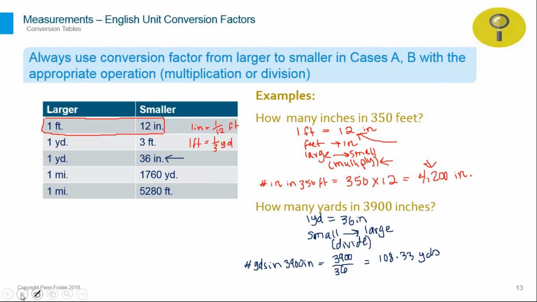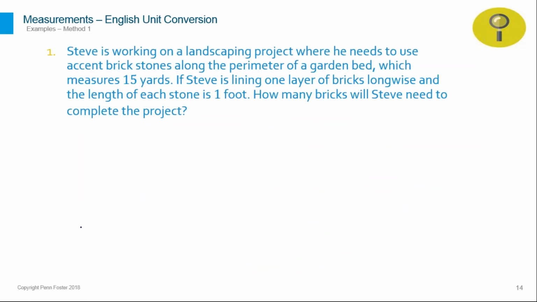Okay, let's go ahead and look at an example. Steve is working on a landscaping project where he needs to use accent brick stones along the perimeter of a garden bed, which measures 15 yards. So I'm going to write myself a little diagram. This is the garden bed and this is the perimeter of that, and that's all together 15 yards. If Steve is lining one layer of bricks longwise, and the length of each stone is 1 foot, how many bricks will Steve need to complete the project?